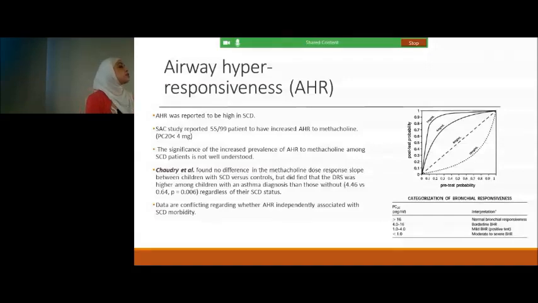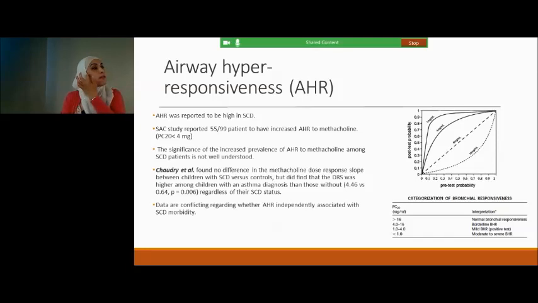But if we just do not look at the diagnosis of sickle cell and take all the patients who had asthma and compare them with the patients who did not have asthma, of course the dose response slope was different. Does that make sense? If you just took sickle cell out of the equation, of course kids with previously diagnosed asthma were positive for that. So again, the data is conflicting about the importance of airway hyperresponsiveness.